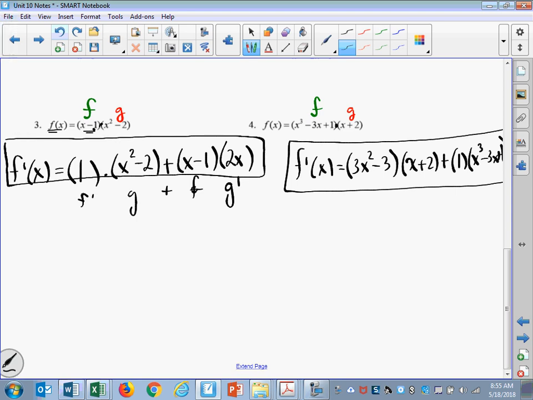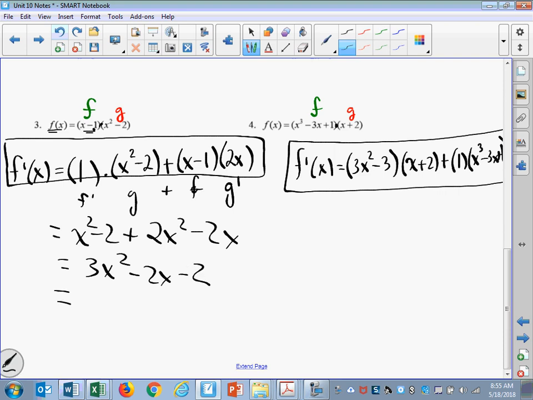You could simplify x squared minus 2 plus 2x squared minus 2x. There we go. And then combine the x squares. You have a total of 3x squared minus 2x minus 2. Does that factor? Not that we have to, but I'm just kind of curious. I don't think it does. Factors of -6 that add up to be -2? No, it doesn't. Okay, we're not going to simplify this. Just leave it alone.